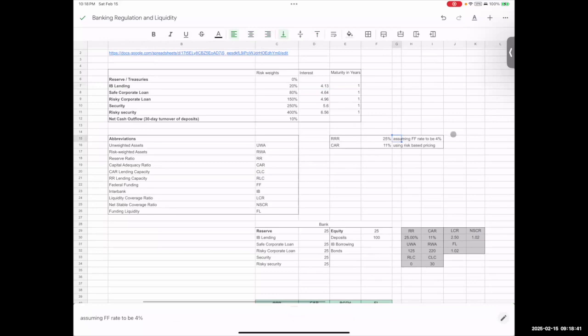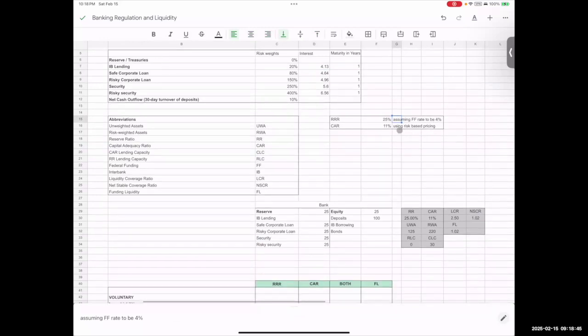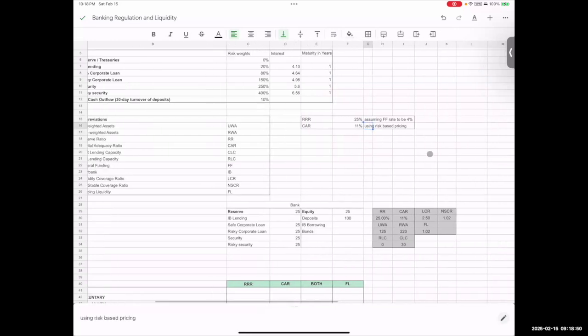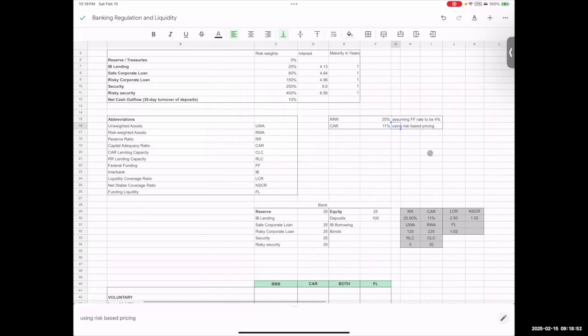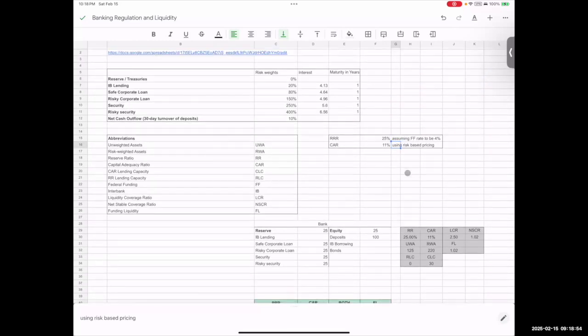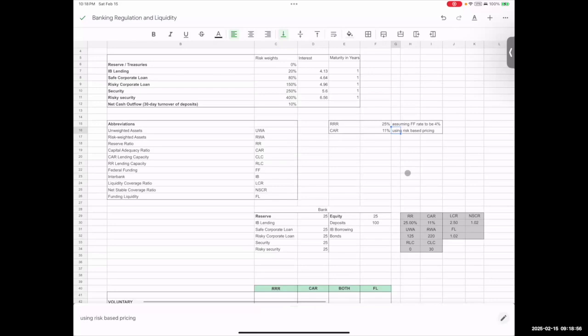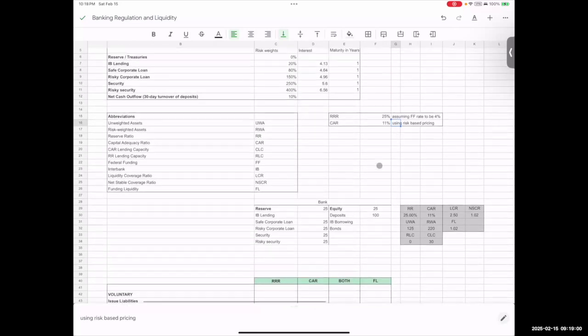And we assume that the Fed funds rate is going to be 4%, and that the pricing is risk-based. Okay, these are again simplifications that could be criticized from a money view standpoint very easily, but we wanted to kind of start working with it.